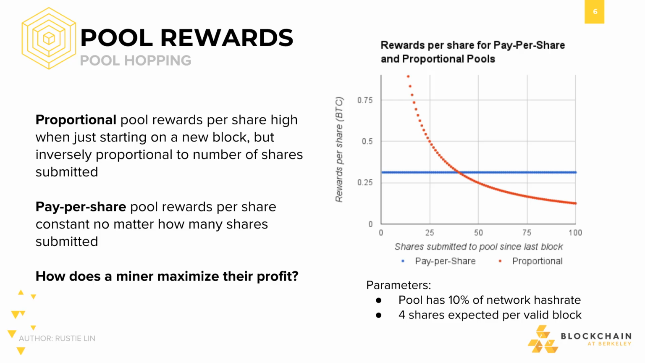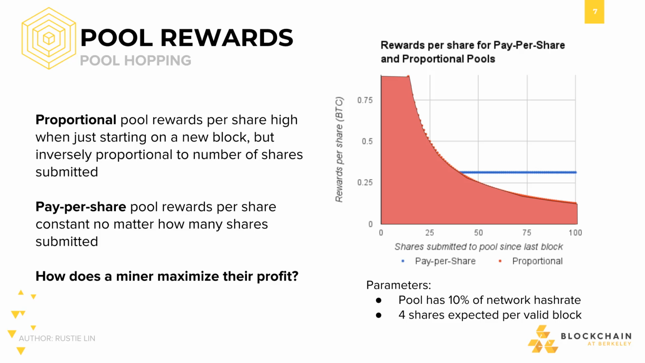We know there must be some intersection between these two because the proportional payout starts off high but decreases, while the pay-per-share scheme stays constant. This graph might reveal something to you right away. If not, don't worry. You're about to see how we can increase our profit margins through a little bit of cleverness.